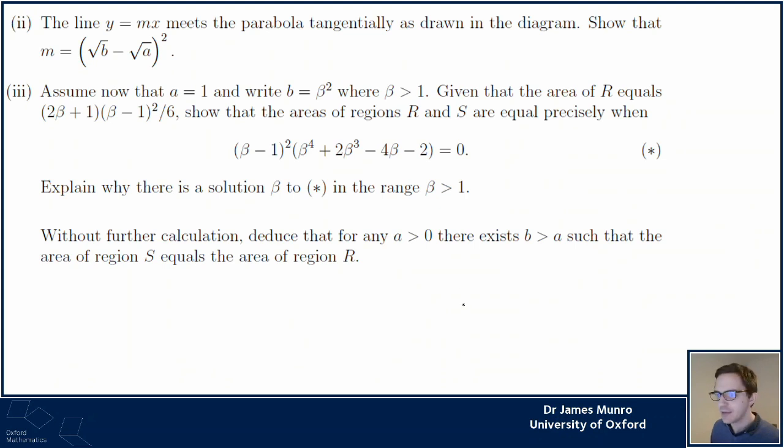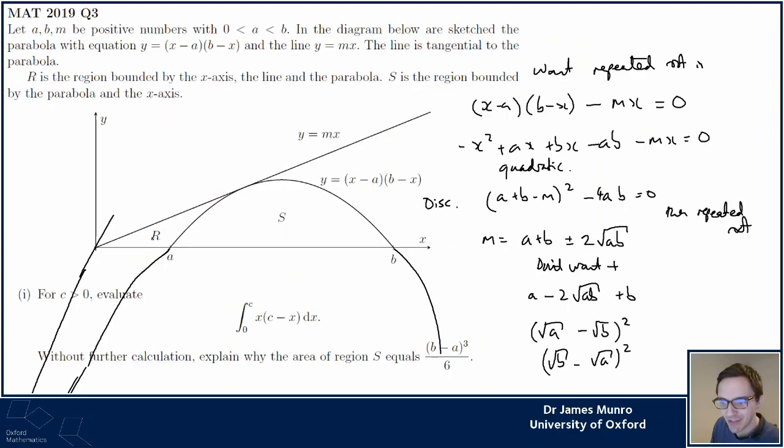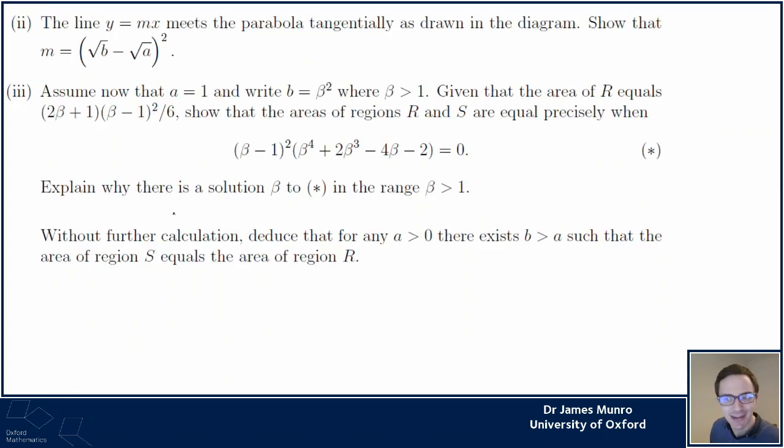Okay, now we're told that a is 1 and b, we're going to rewrite as beta squared, where beta is bigger than 1. I guess b was bigger than a to start off with, so that makes sense to me. We're told the area of R. What was R? Oh, it's this bit over here. So glad we didn't have to work that one out. We're told the value of R is this in terms of beta. We're asked to show that it's equal to the area of S when this expression holds.